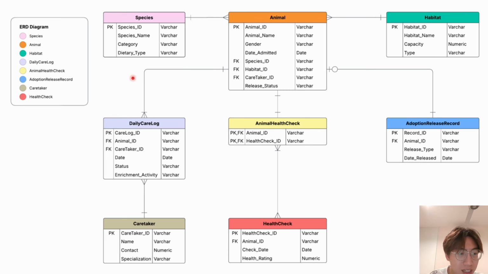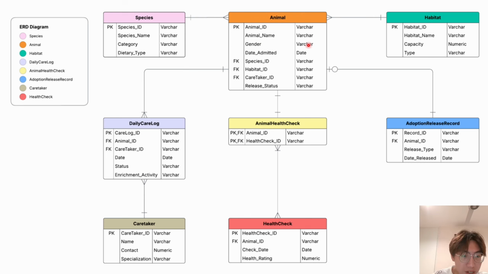Let's explain some tables. In the species table, species ID is the primary key, like SP001, which is an African lion, and is sure not to duplicate. Species name is an alternate key because it is unique, like African lion.